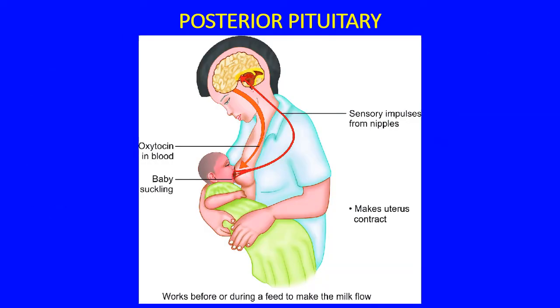Okay. And obviously you see here, what is the mechanism that occurs? We've had oxytocin in the blood, and we've had the baby suckling. And basically, the oxytocin that's already there is going to make the uterus contract. But you've got these sensory impulses that are going to feed back from the nipples being stimulated by the baby suckling, and that is going to cause the milk letdown reflex.